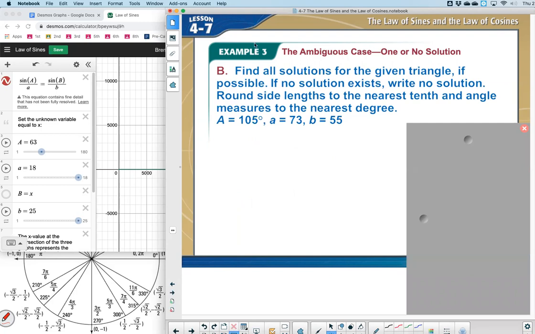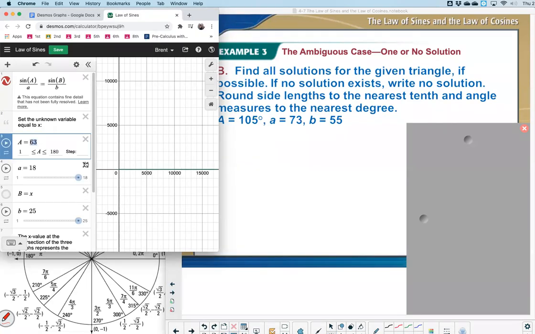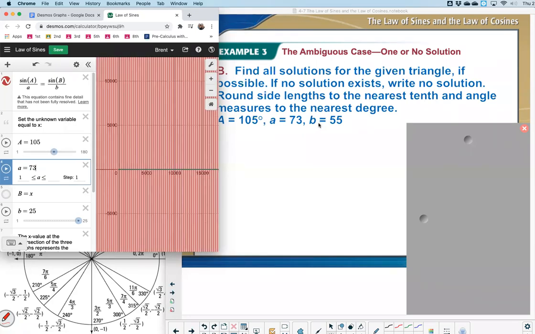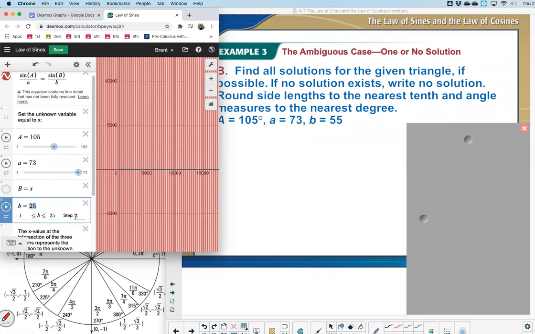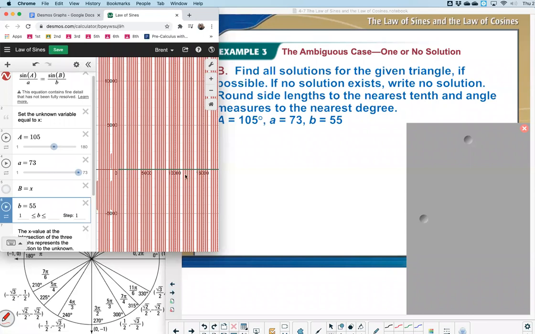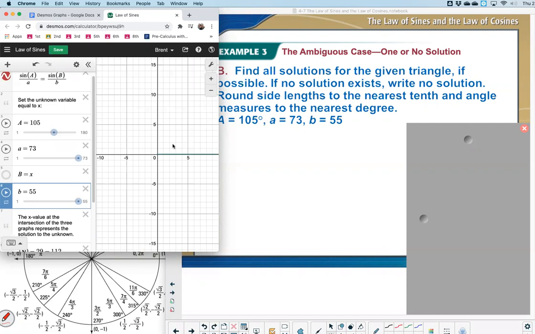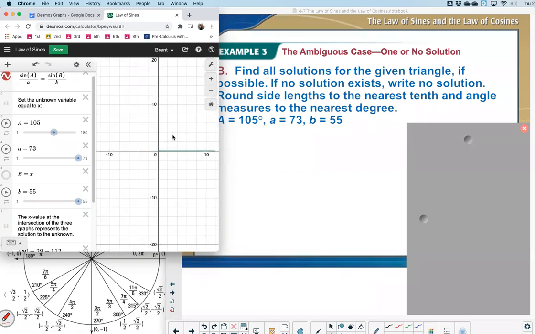Part B, let's try it again. So same instructions, here's our side length. So this time I come over here, I type in 105, A is 73. We don't know the measure of angle B, sorry, but we do know the length of B is 55. Now I'm so far zoomed out, again, the law of sines can be problematic because it doesn't always give you the right stuff. So I'm gonna press that home button to shoot me back home here. And now I'm gonna zoom out.